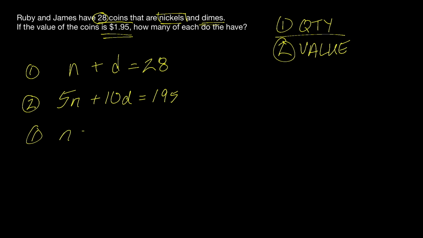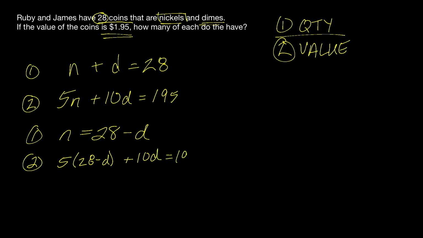All right, so n would equal 28 minus d. So you subtract d on each side. Now go back to equation 2. And every place that you see an n in equation 2, substitute 28 minus d. So here we go. 5 times (28 minus d) plus 10d equals 195. So now we have an equation that has only d's in it.